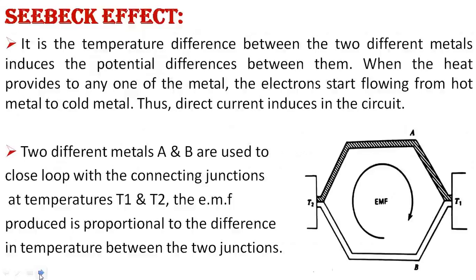Starting with the first effect, the Seebeck effect: the temperature difference between two different metals induces a potential difference between them. When heat is provided to any of the metals, the electrons start flowing from the hot metal to the cold metal. This is a direct current induced in the circuit. Two different metals A and B are used to close a loop with connecting junctions at temperatures T1 and T2. The EMF produced is proportional to the difference in temperature between the two junctions.